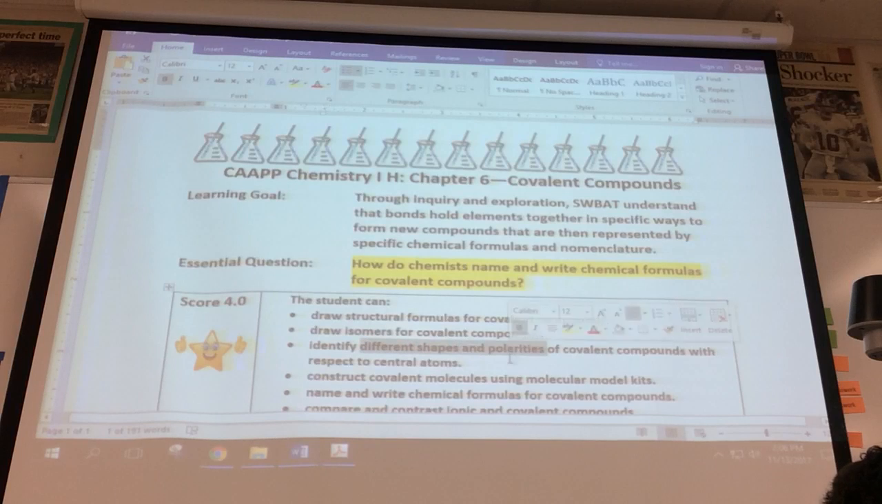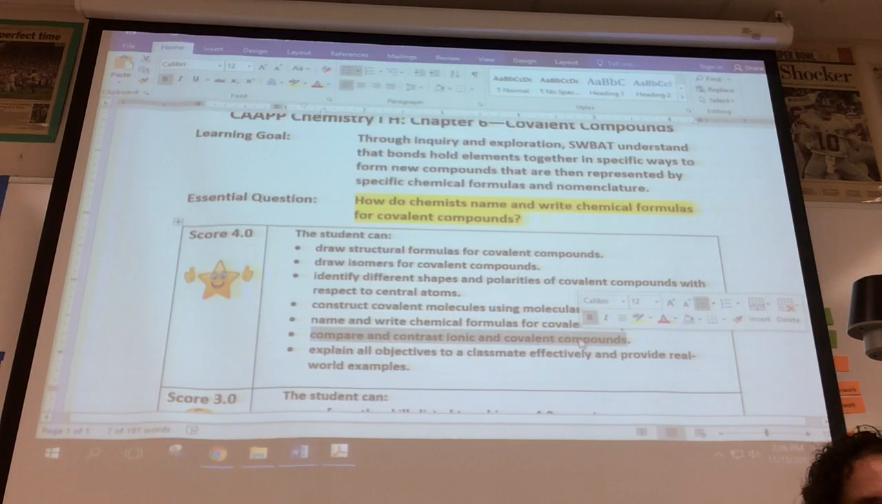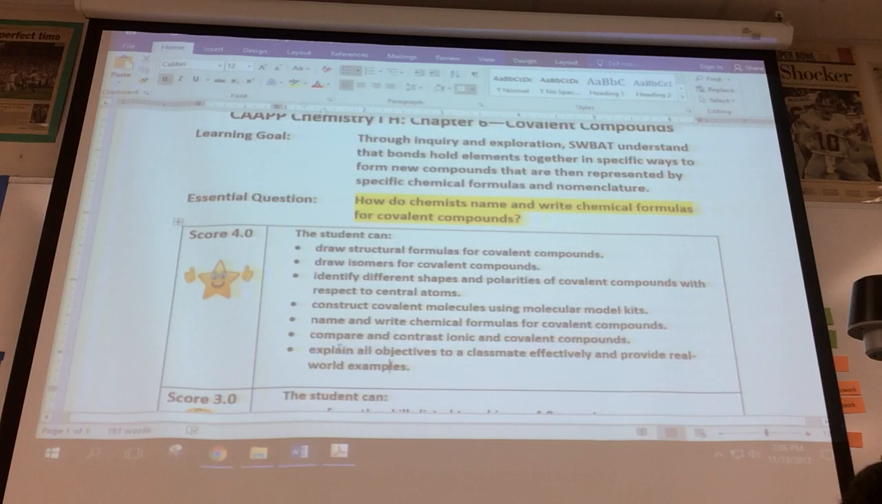Your Do Now activity looked at shapes and polarities, and you got a lot of practice constructing those compounds in the laboratory last week. Today we're going to name and write chemical formulas for covalent compounds, and we will compare and contrast them with ionic compounds. That's the tricky part today. And the reason why you're paired is we want to make sure that you can explain these concepts to a classmate effectively, and we're also going to look at some real-world examples.